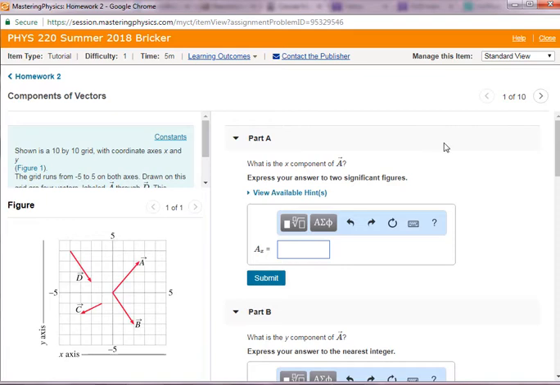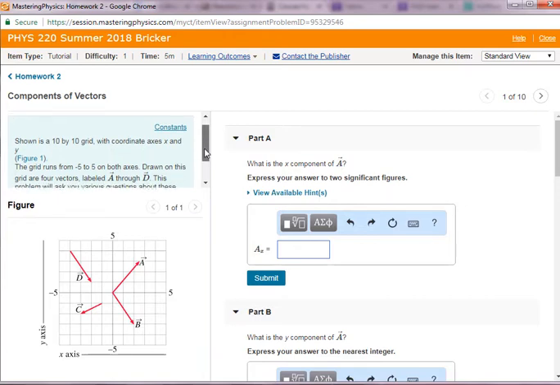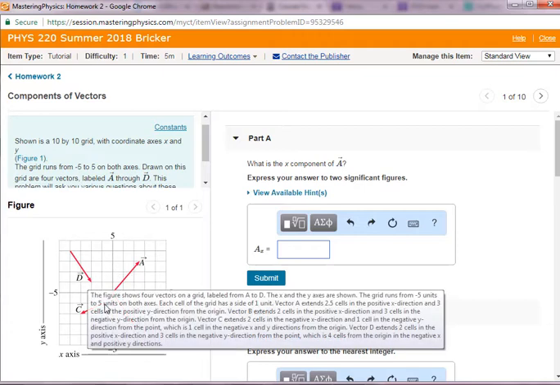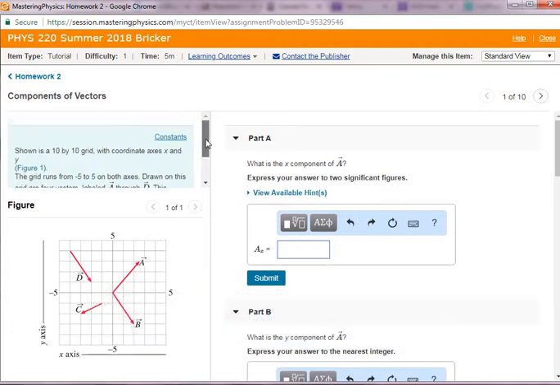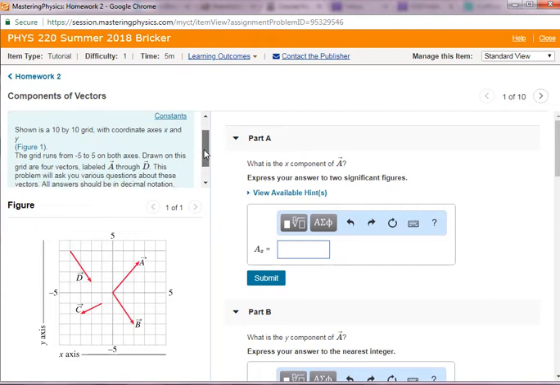So the first problem we have is components of vectors, and in this figure, we have several vectors A, B, C, and D, and they're all distributed here on the grid. It's a 10 by 10 grid, which runs from -5 to +5 on both axes. First question: what is the x component of A?